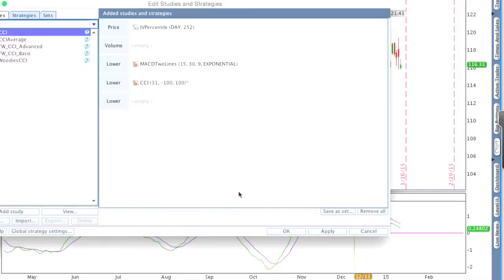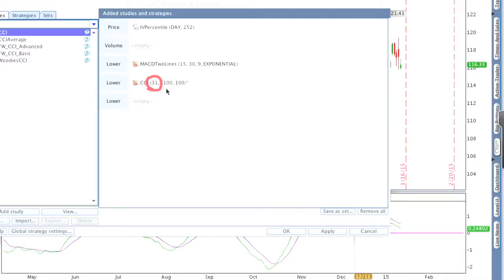And what widening it out to 31 does is just take in more data and give us a smoother transition. So if you have a 14-day setting on your CCI, you're going to get a lot of signals because it's based on data going back and forth about 14 days.